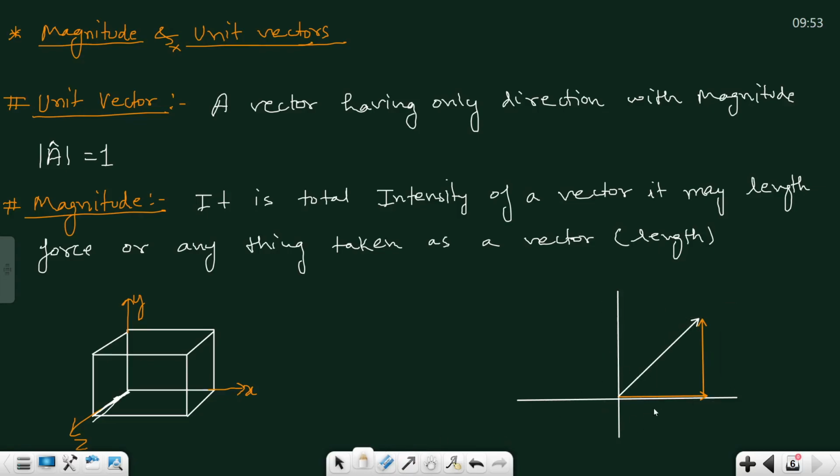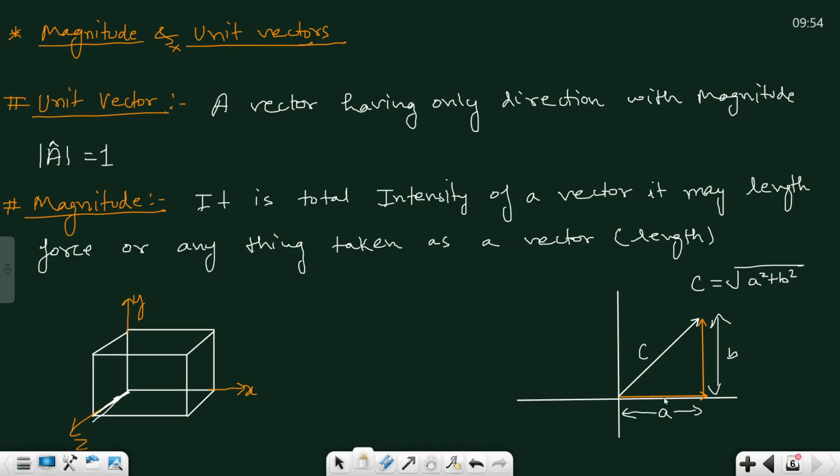This is A, this length is A, and this length is B. So what will be the length C according to Pythagoras theorem? क्या होता था Pythagoras के हिसाब से? C is equals to root of a square plus b square, isn't it? Is it correct? As per Pythagoras theorem. यही होता है ना? Yes, sir.